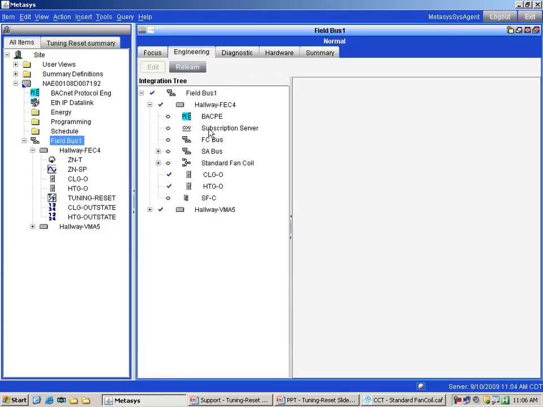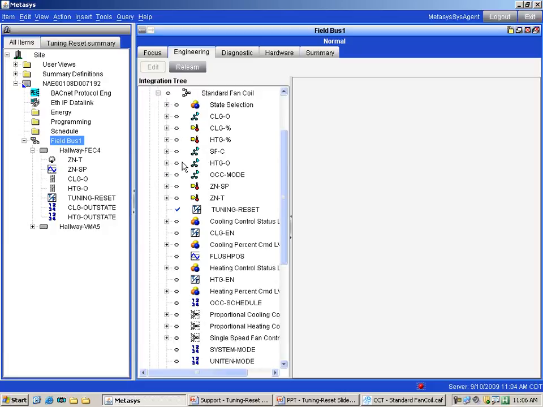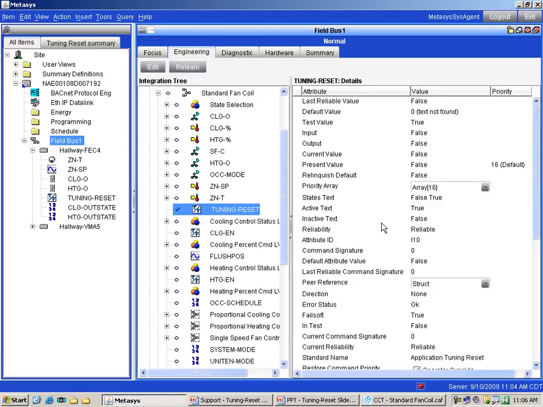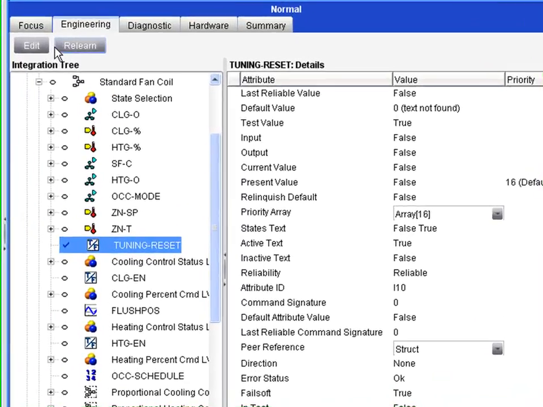So I'm looking at the FEC controller. My system name is called Standard Fan Coil, so I'll expand that, because under that system name is the tuning reset point. Now I still have it mapped, that's why there's this blue check mark, because it's still mapped into this NAE. But if it wasn't mapped in, that blue check mark would not be there. I could double click on it to bring it over into the details window on the right side.